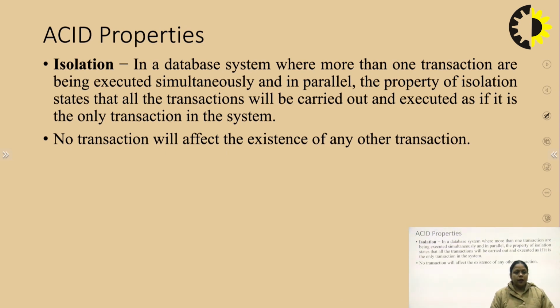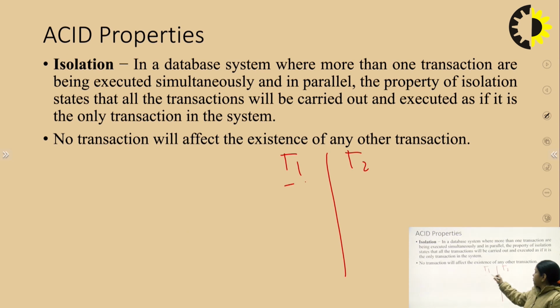Okay, so we have to maintain concurrency here also, because more than one transaction can execute simultaneously, but there should not be any interference between the different transactions. For example, if two transactions T1 and T2 are executing simultaneously, then they should not interfere with each other's result or each other's processing. So this is known as the isolation property.